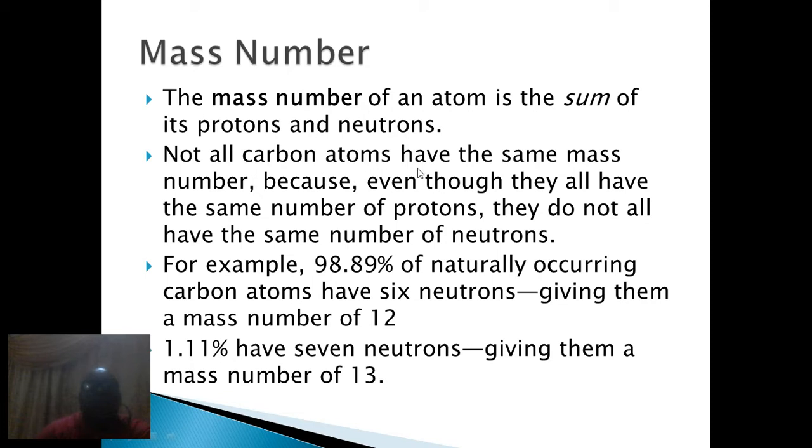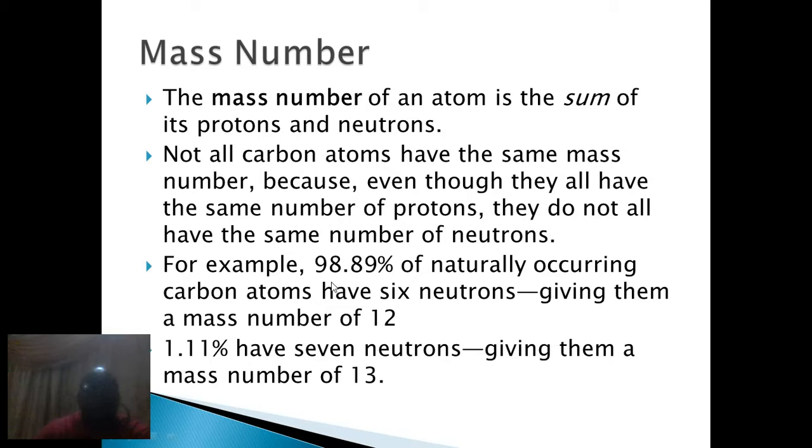Now, not all carbon atoms have the same mass number, because even though they all have the same number of protons, they do not all have the same number of neutrons. In other words, we have different carbon atoms. In fact, we have 3 of them: carbon 12, carbon 13, and carbon 14. This is as a result of the number of neutrons in the nucleus. They are not the same.